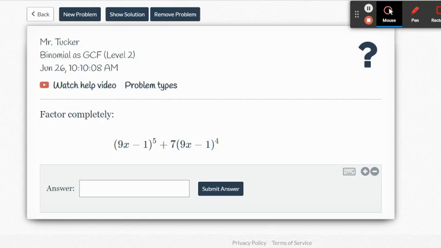So now we're taking our GCF process, greatest common factor, to the next level, where we go beyond just leading coefficient and variable, and we look for a whole term, perhaps in this case a binomial, that these have in common. Notice there is a 9x minus 1 on each side of the plus sign. So the plus sign is separating terms.